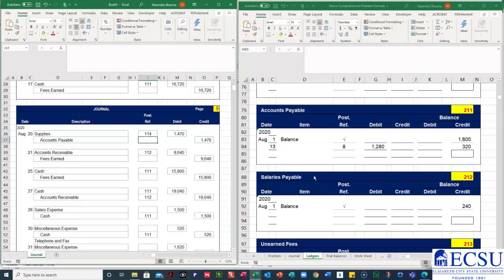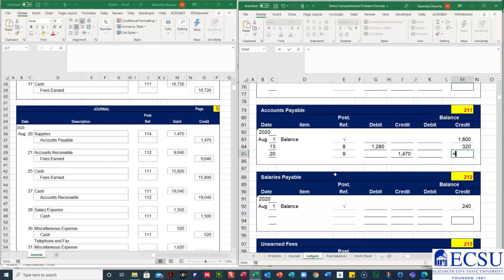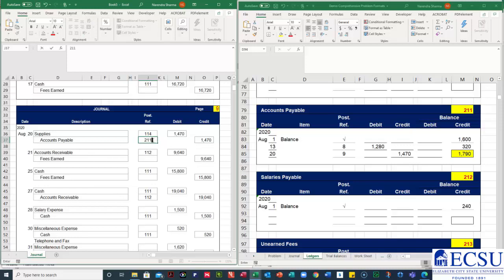Is there another accounts payable? Yes, there is another accounts payable. So that is on August 20 and it's on page number 9, and the amount was a credit 1470. So this will increase my balance with that 1470. So my new balance is going to be 1790. Okay, now here I need to write 211, because I have posted it.